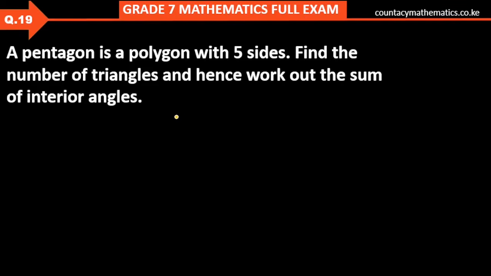So a pentagon is a polygon with 5 sides. We need to visualize it well. A pentagon looks kind of like a house, like the old hats, because you see this is the first side, second, third, fourth, fifth. Yes, it has 5 sides. So how many triangles can we get out of this? Because that is the first question.